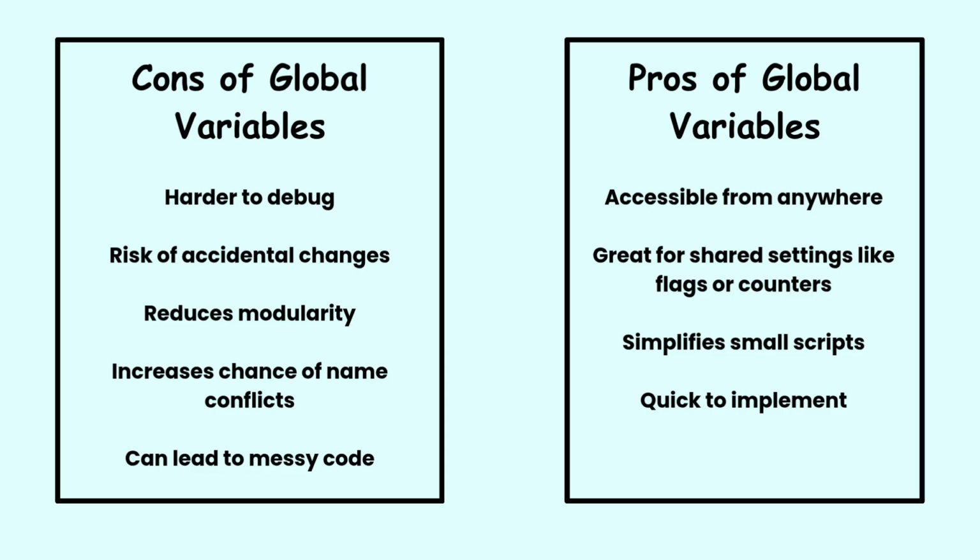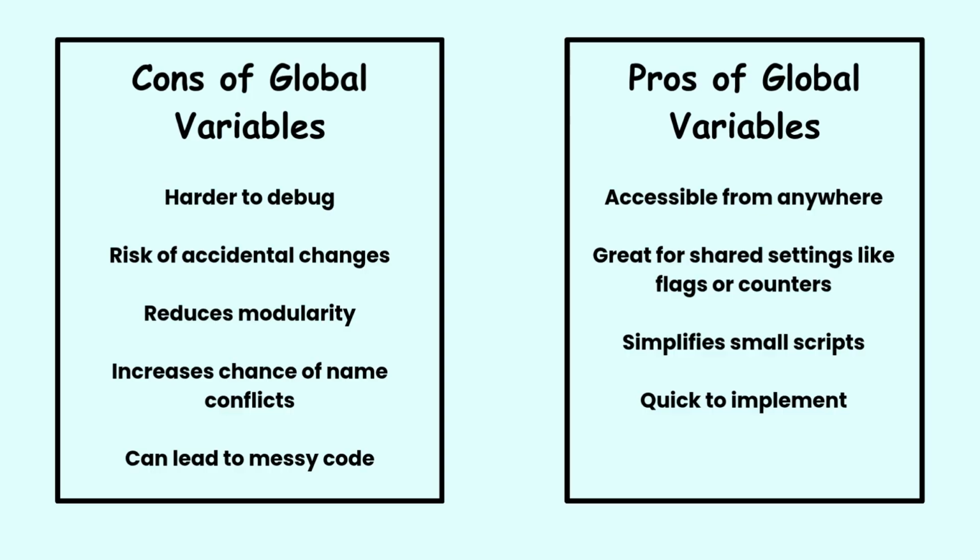So why use global variables at all? Here are a few good reasons. They're accessible from anywhere in your code. This makes them great for shared settings like flags or counters. They can simplify small scripts. And they're quick to implement. For quick scripts or shared constants, globals can be super handy.